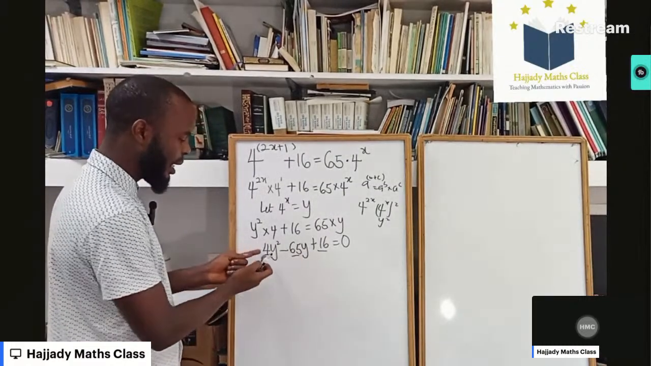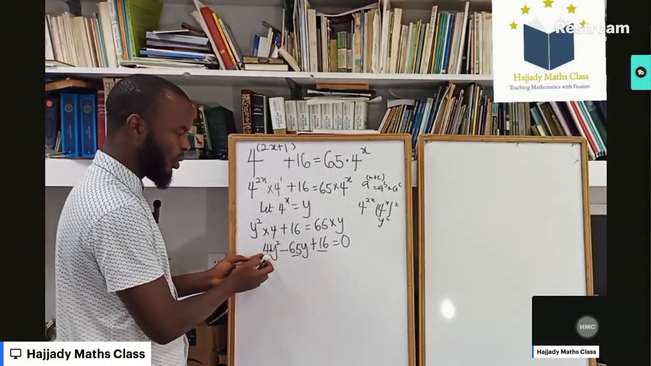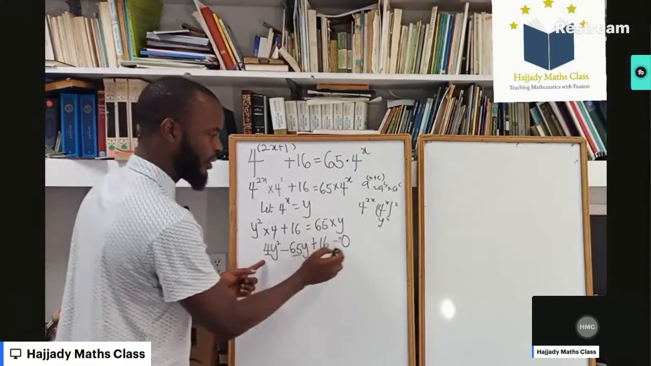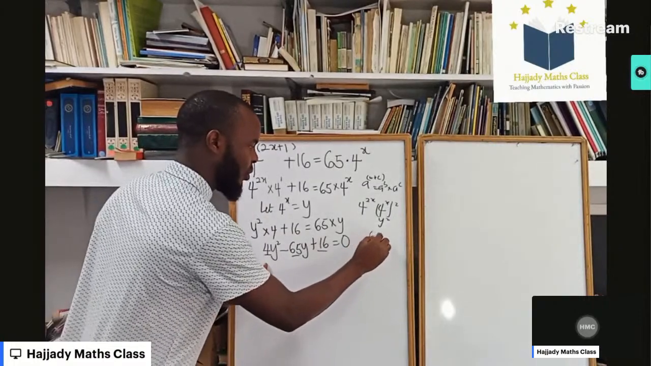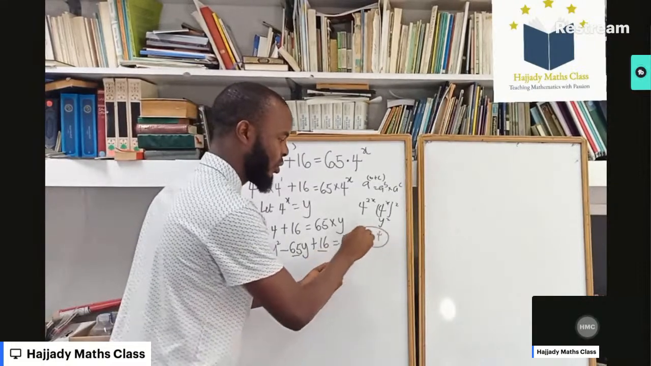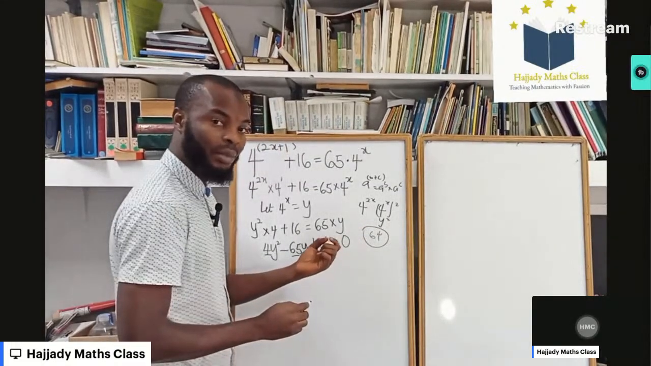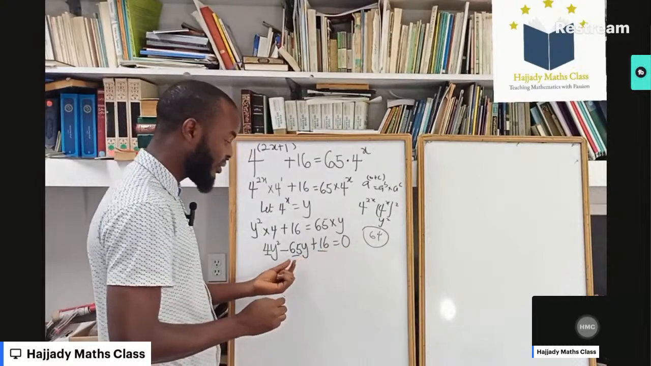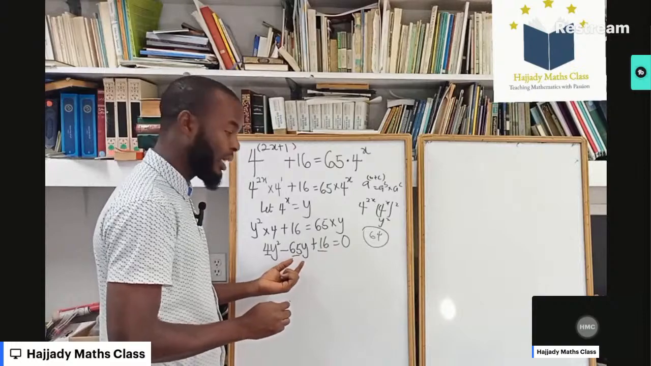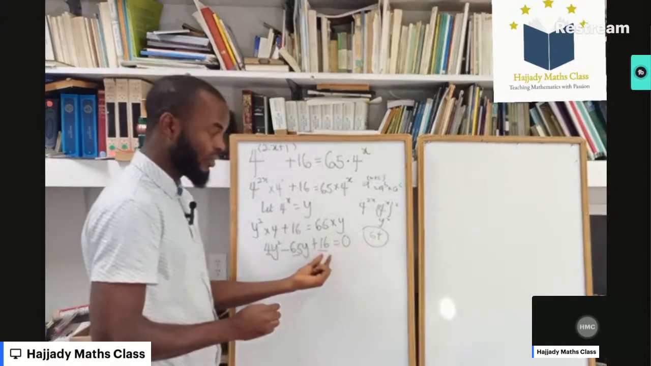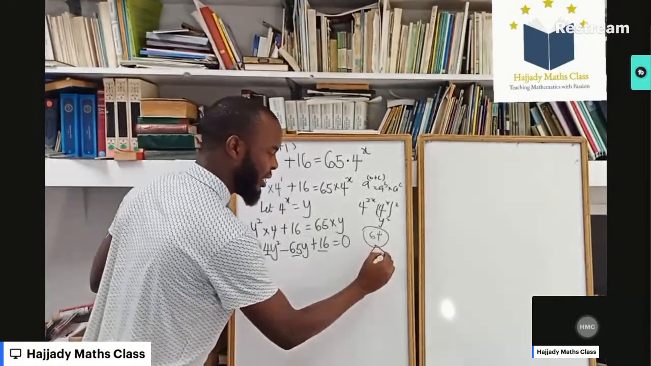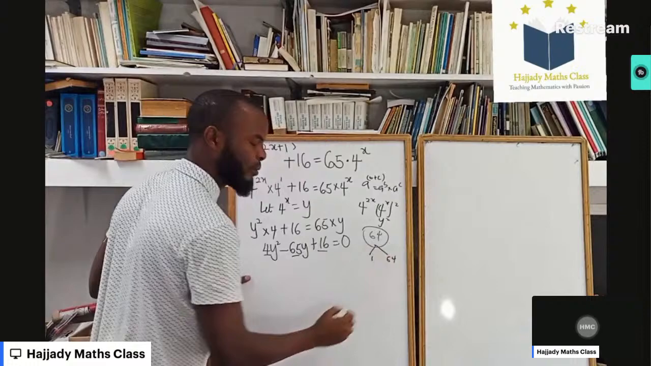The rule is this. Here, your y squared has the coefficient of 4. Then multiply the coefficient of 4 with 16. Here, you're going to have 64. So what are the two factors of 64 such that when they are added together, I'm going to have negative 65, and when the same factors are multiplied together, I'm going to have positive 64? Okay. Then I'm going to say 1 and 64.